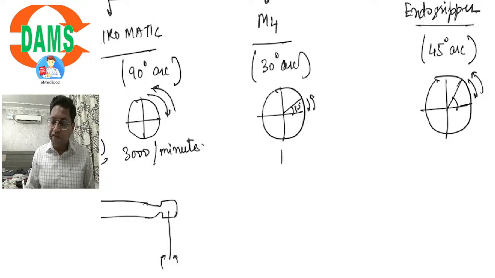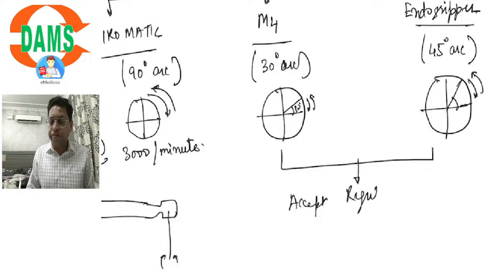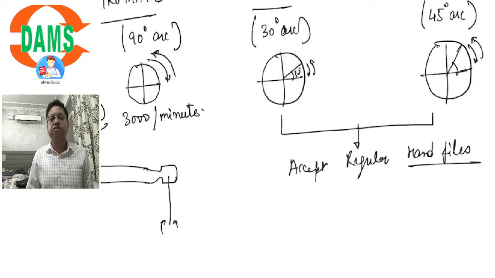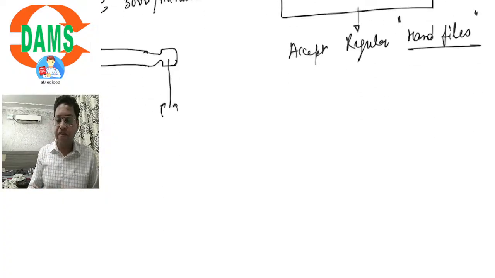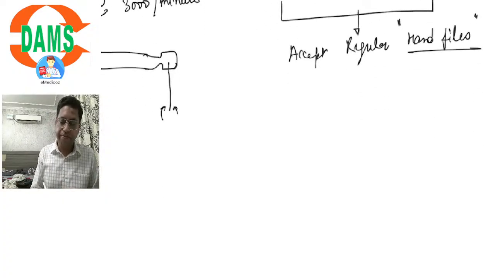Another important difference with respect to M4 and endo gripper is that these handpieces accept regular hand files. We have seen the group 1 instruments that consist of handle, shank, and blade. These regular hand files can be attached to these handpieces, whether M4 or endo gripper, and instead of rotating, they would reciprocate. So these are group 5 instruments.